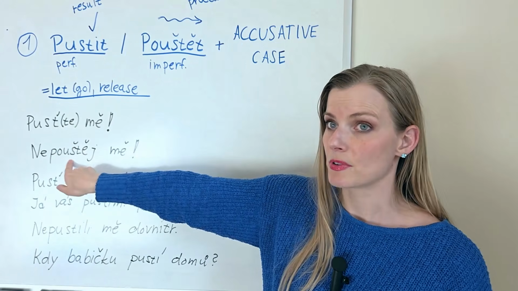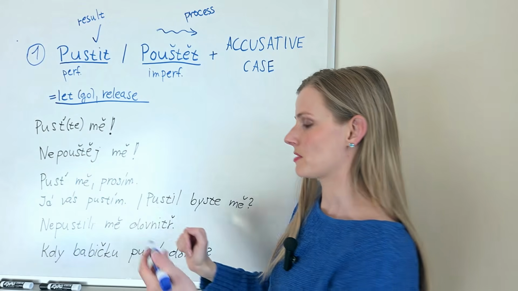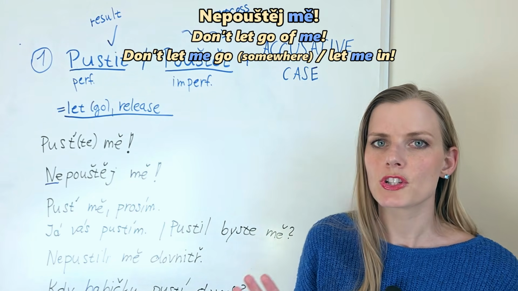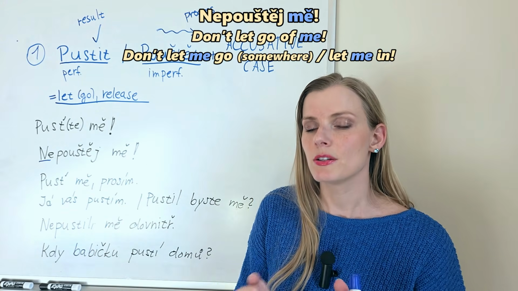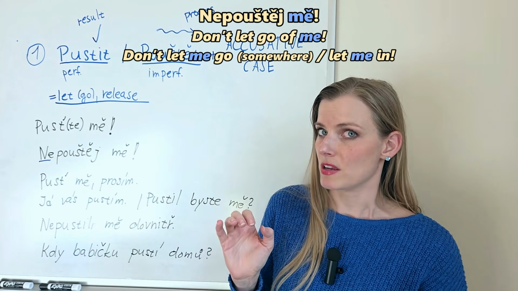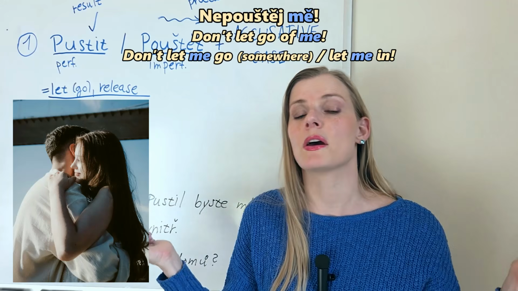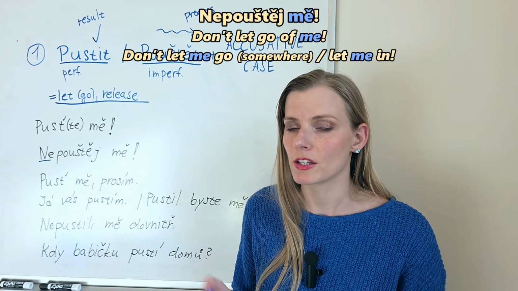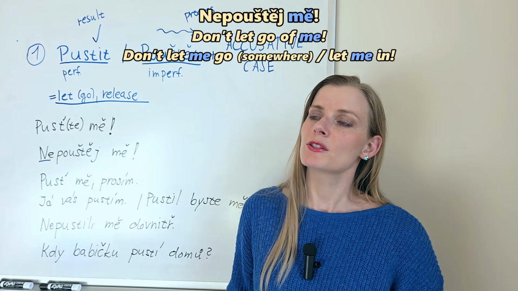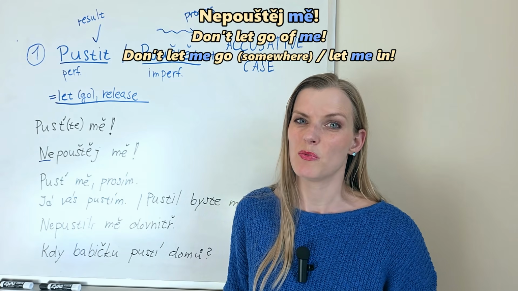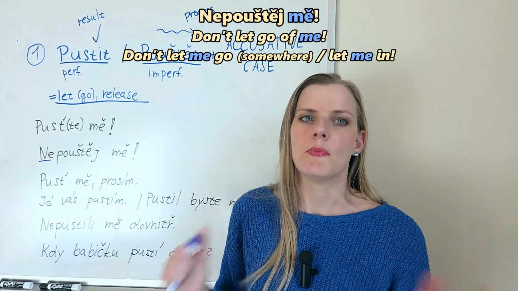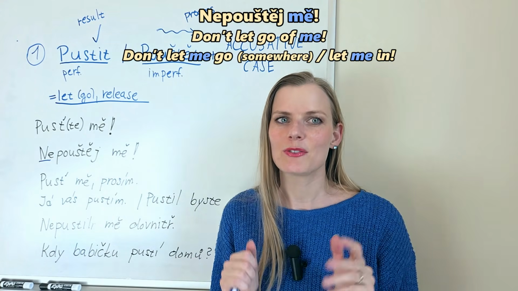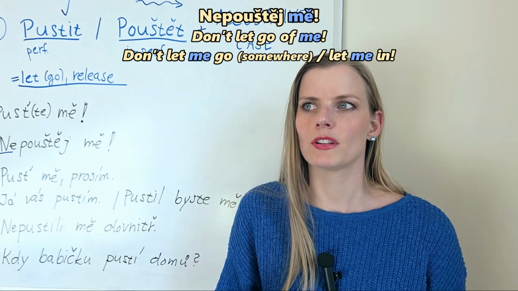This is also an imperative form, except that because it's negative, we're using this imperfective form. Nepouštěj mě could mean do not let go of me. Someone's holding you in a romantic way and you can say nepouštěj mě. Or it could be, hey mom, my friends want me to go to this club and I really don't want to go. Please do not let me go. Nepouštěj mě. The same meaning. Do not allow me, do not let me go. Or do not let me in too.